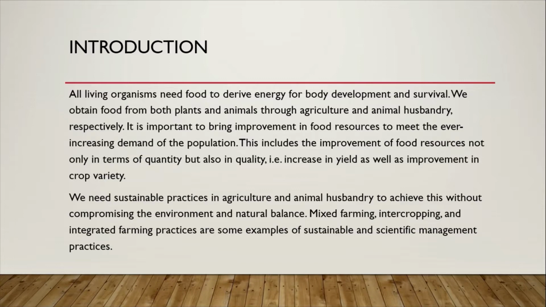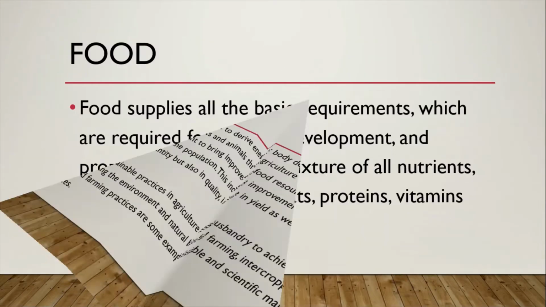It is important to bring in improvement in food resources to meet the ever increasing demand of the population. This includes the improvement of food resources not only in terms of quantity but also in quality, that is, increase in yield as well as improvement in crop variety. We need sustainable practices in agriculture and animal husbandry to achieve this without compromising the environment and natural balance. Mixed farming, intercropping, and integrated farming practices are some examples of sustainable and scientific management practices.